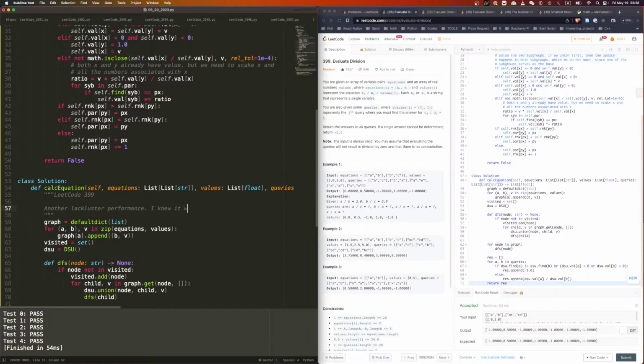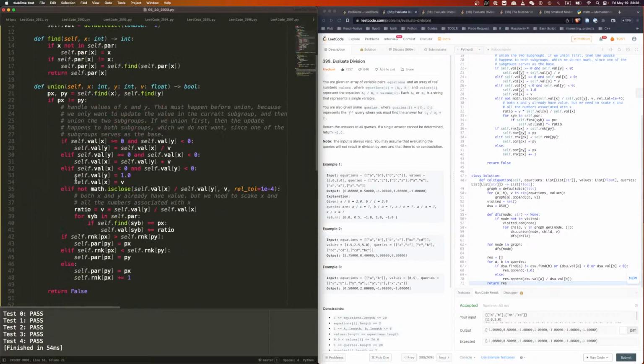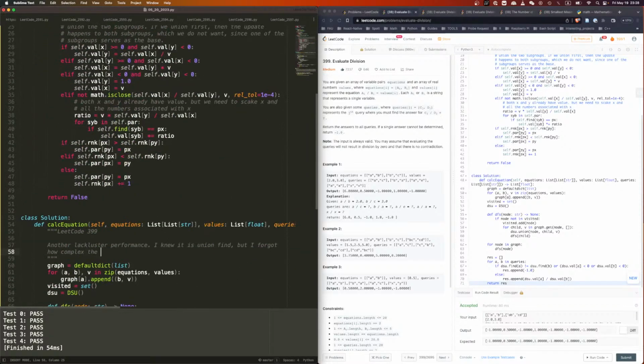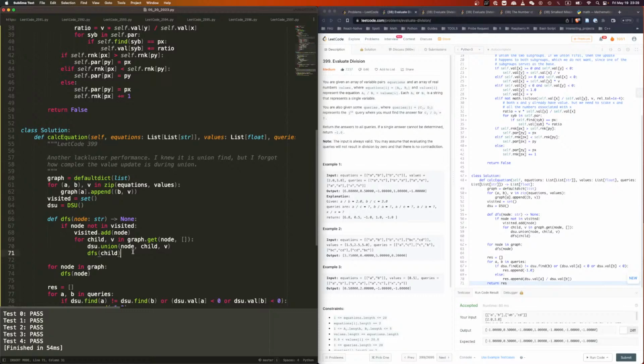I knew it is union find, but I forgot how complex the value update is during union find, during the union. In fact, if we do it this way, we probably don't even have to traverse like this. What do you think? Yeah, it doesn't matter because we will update the value.